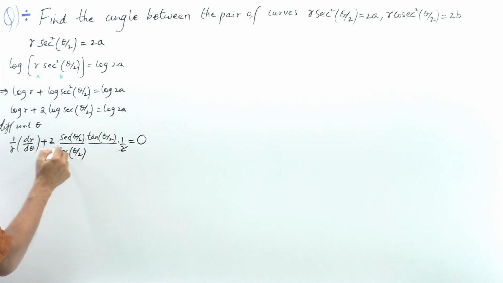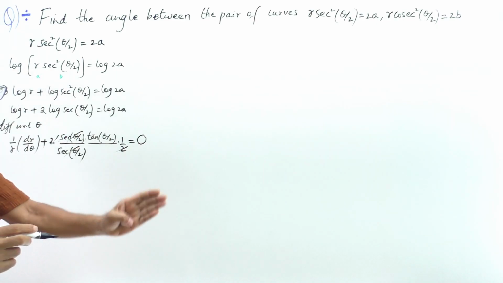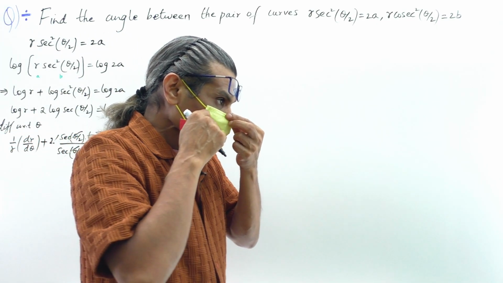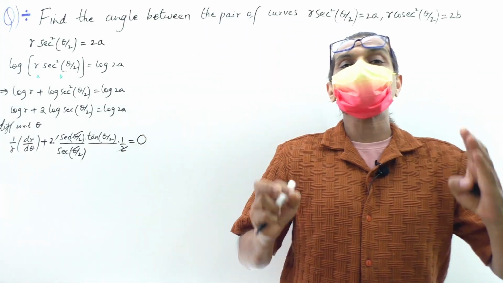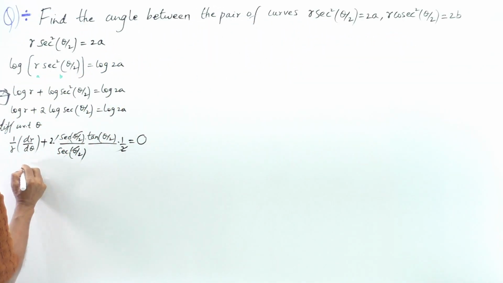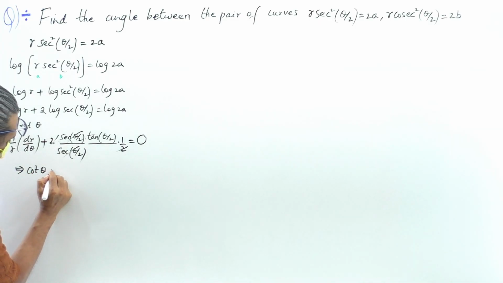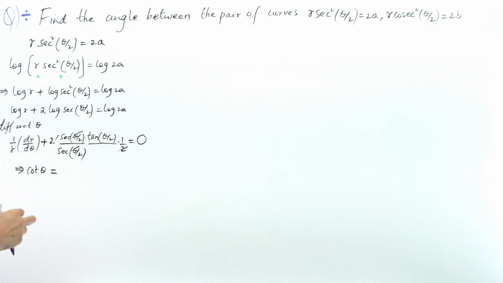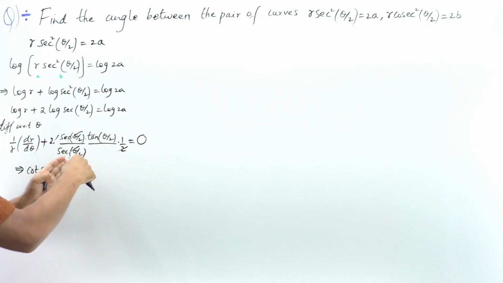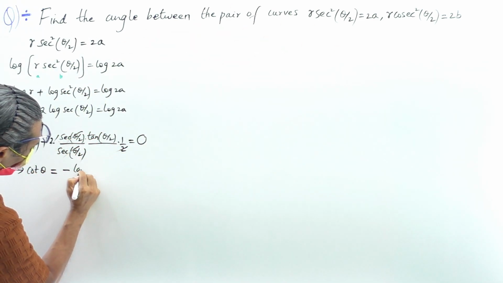Now see here, 2 cancels, secant cancels. Now, as you know, always in polar curves, 1 by r dr by d theta is equal to cot theta. It's cot theta. So it implies cot theta equals, see what I do, secant cancels, only tan theta by 2 remains. I take this to the other side because the right side is 0, no? So when I take the RHS, it becomes negative of tan theta over 2.